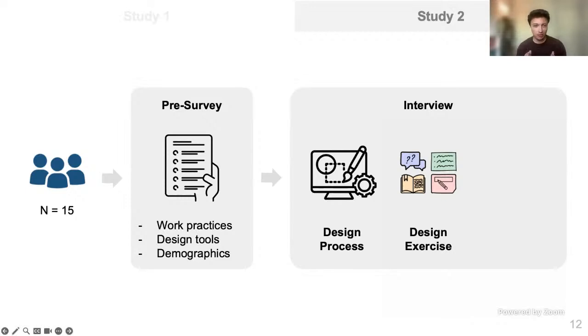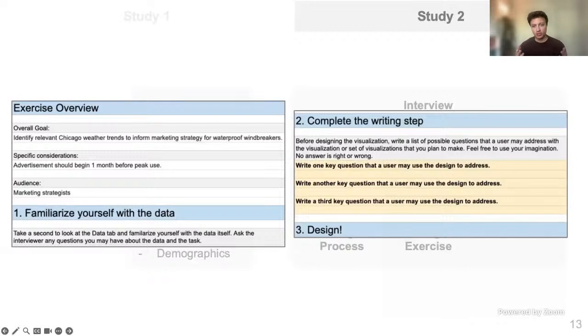The exercise itself only lasted about 10 minutes. So we were really interested in those early stages of design. We weren't necessarily wanting them to get all the way through the design itself. And in particular, they were given a year of Chicago weather data, including temperature, precipitation, and wind speed, and asked to help inform our marketing team when to deploy ads for waterproof windbreakers.